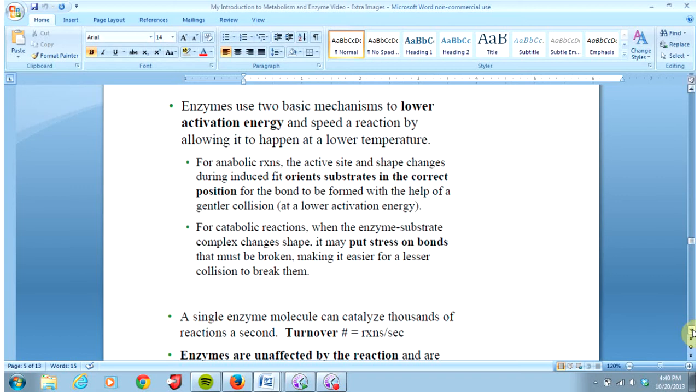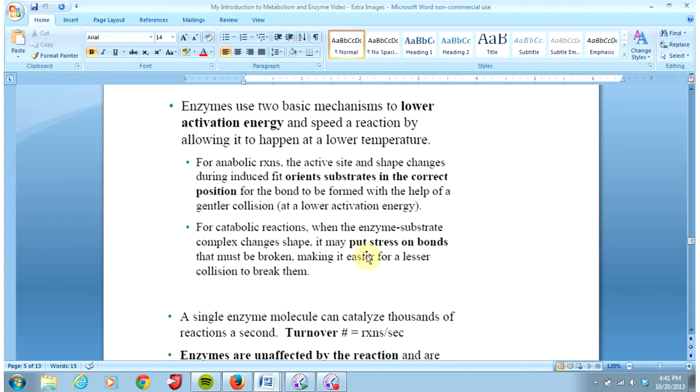Enzymes are going to use two different ways to lower the activation energy in order to speed up a reaction. If it's an anabolic reaction, one where we're taking in several substrates to put them together to make one product, the active site is going to orient or place the substrates in the correct position for bonds to form between them. Making bonds between those substrate molecules will create one chain or one product molecule.